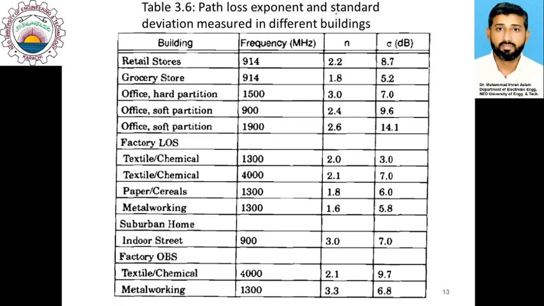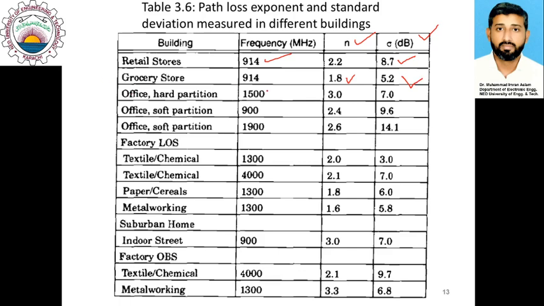So these are some results reported by different researchers in different types of buildings. They actually took a variety of measurements in different types of buildings and calculated path loss index as well as the standard deviation on those measurements. So for example, for retail store at a frequency of 914 megahertz, the path loss index is around 2.2 with the standard deviation of 8.7. For a grocery store, the value of n is found to be 1.8 with the standard deviation of 15.2.